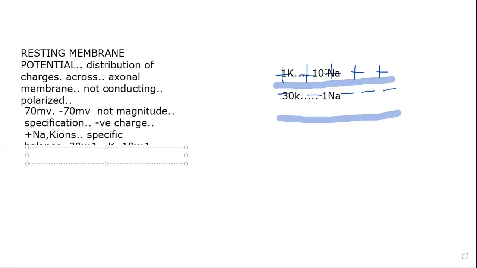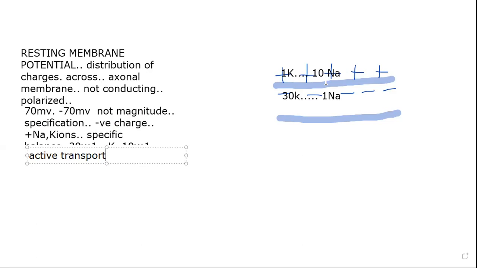If this ratio is not maintained, then the polarity is going to be disturbed, and then the neuron will not be in a conducting state. These ions are continuously moving against a gradient. Moving against a gradient means that they are going to follow active transport. More potassium is going to come inside and more sodium is going to move outside across the sodium potassium pump.